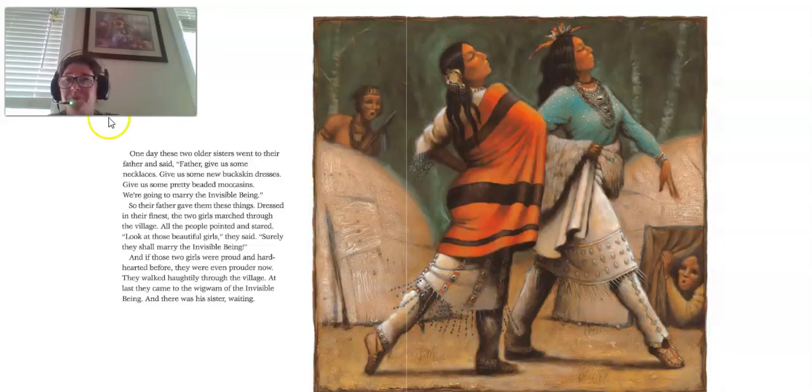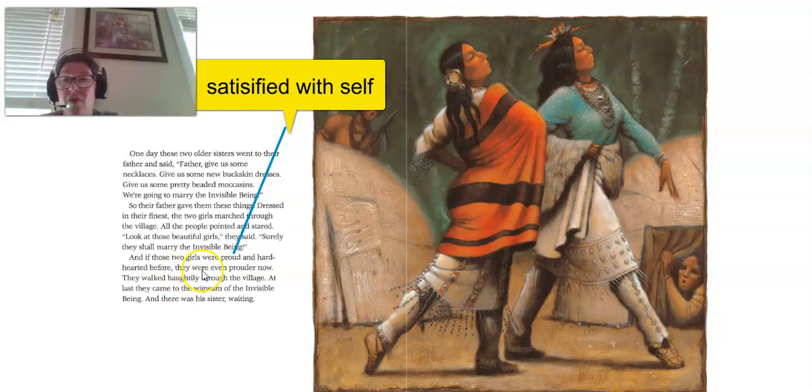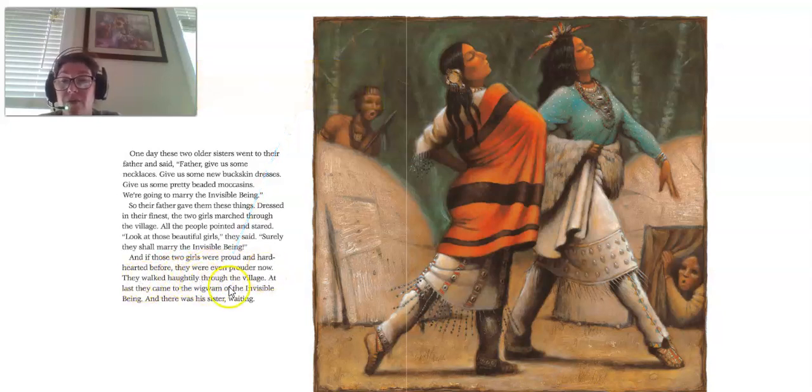One day these 2 older sisters went to their father and said, "Father, give us some necklaces. Give us some new buckskin dresses. Give us some pretty beaded moccasins. We're going to marry the invisible being." So their father gave them these things. Dressed in their finest, the 2 girls marched through the village. All the people pointed and stared. "Look at those beautiful girls," they said. "Surely they shall marry the invisible being." And if those 2 girls were proud and hard-hearted before, they were even prouder now. They walked haughtily through the village. At last they came to the wigwam of the invisible being, and there was his sister waiting.